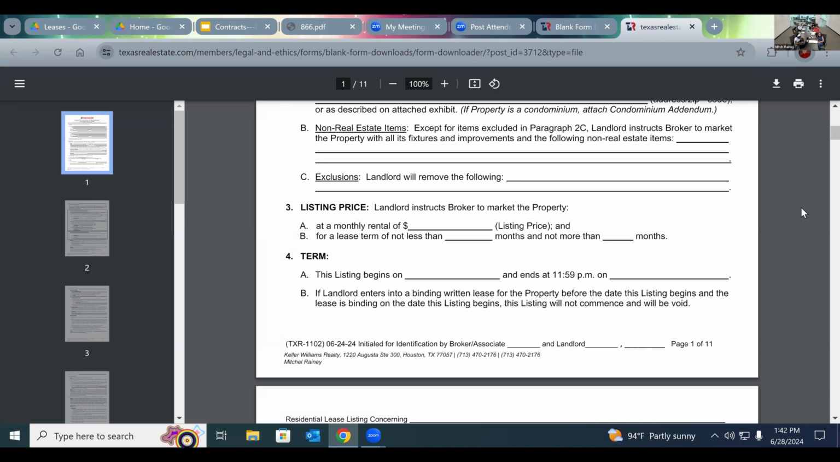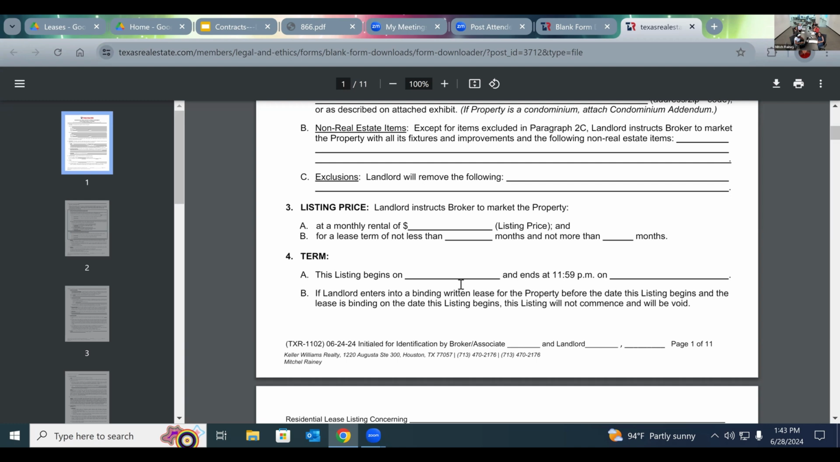When does the listing begin? Like I said earlier, I want it to begin the day I'm talking to them. It says here, if landlord enters into a binding written lease for the property before the date the listing begins, this listing will not commence and will be voided. If I put on here that this doesn't start until July 1st, and this landlord takes a lease this weekend, I'm out of it. I've already paid for my pictures and everything.